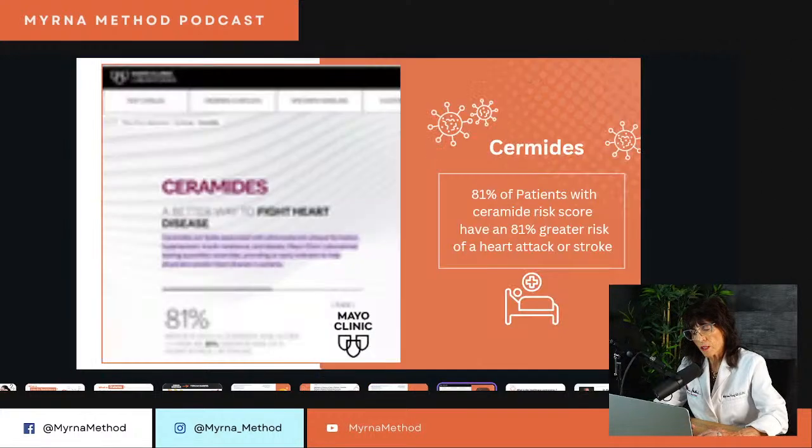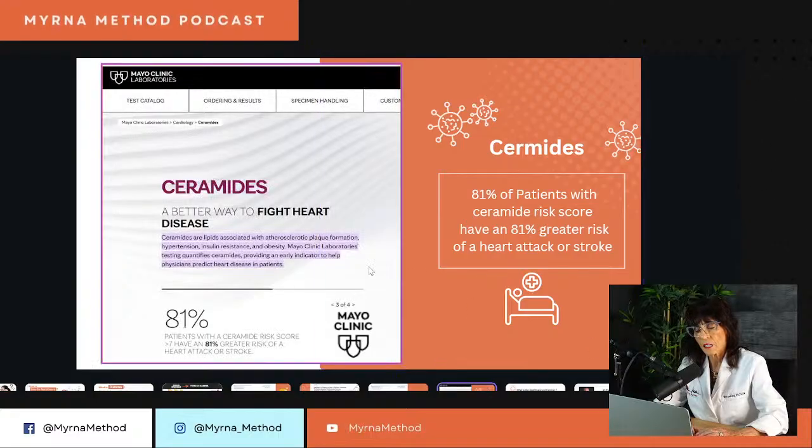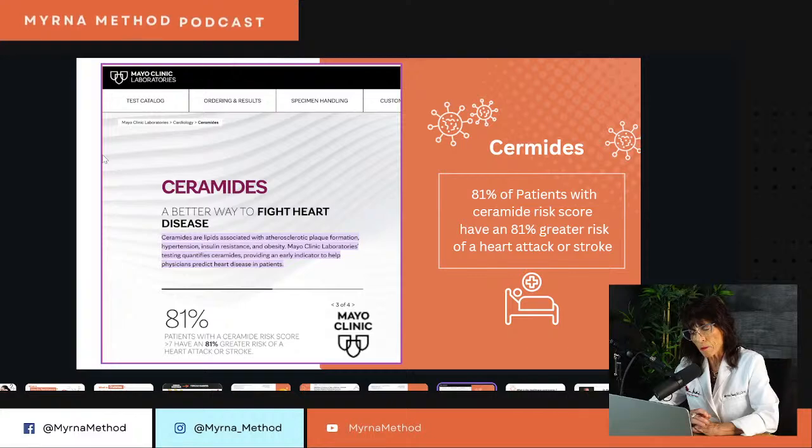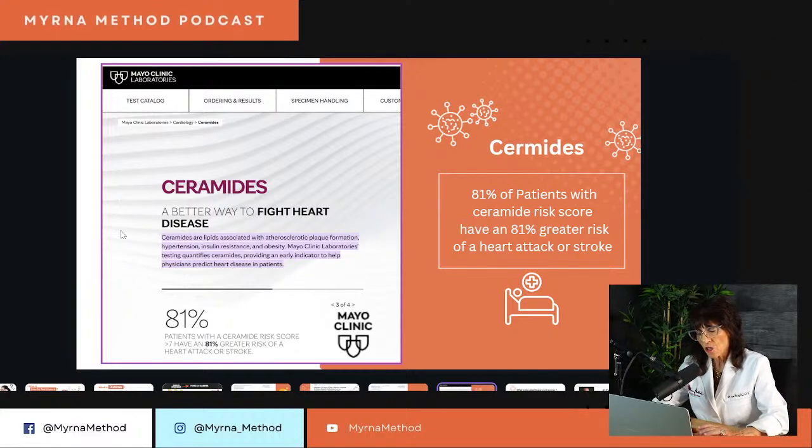And what's also interesting, I find, is that the Mayo Clinic understands ceramides in regards to cardiovascular disease and diabetes, dementia. These may be a real problem. And they're going as far as saying that maybe we should be testing them. So I thought that was interesting. I haven't seen it yet, but I did pull this up. 81% of patients with ceramide risk scores have an 81% greater risk of a heart attack. So it's just worth mentioning.